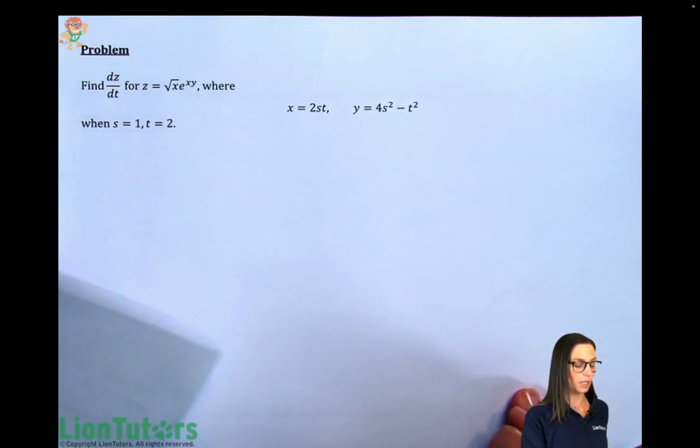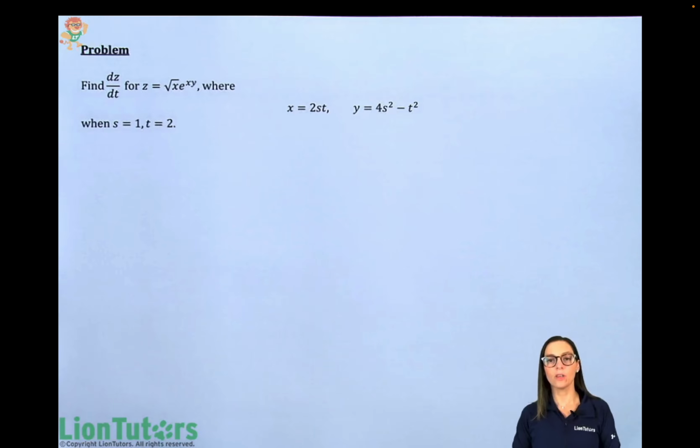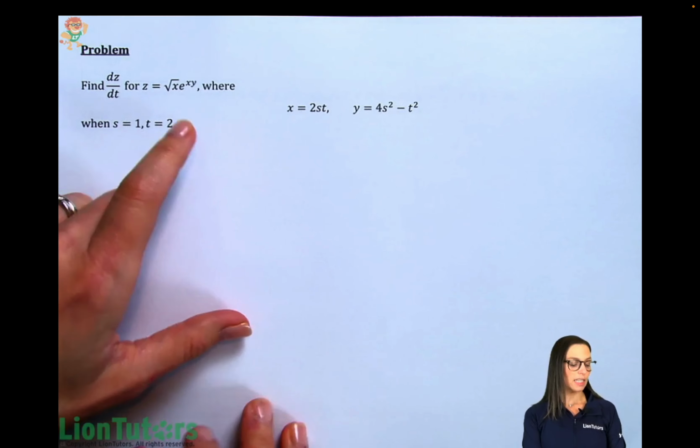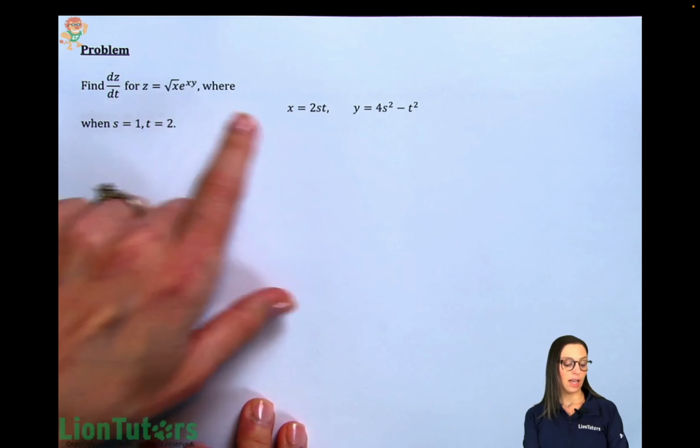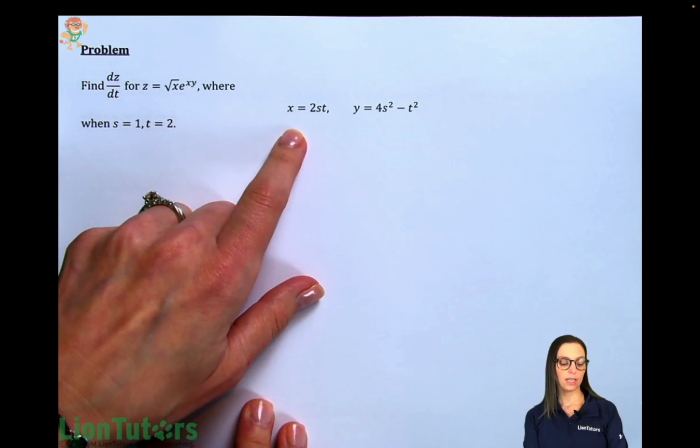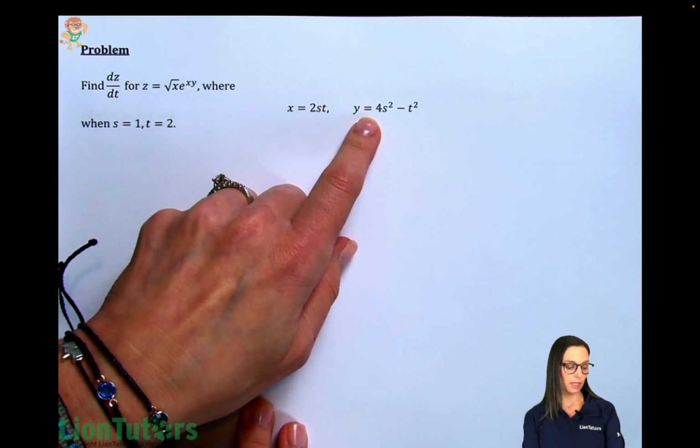What do I mean? Let's take a look at an example. All right, this says find dz/dt for this function right here, where z is a function of x and y, x is a function of s and t, and y is a function of s and t.